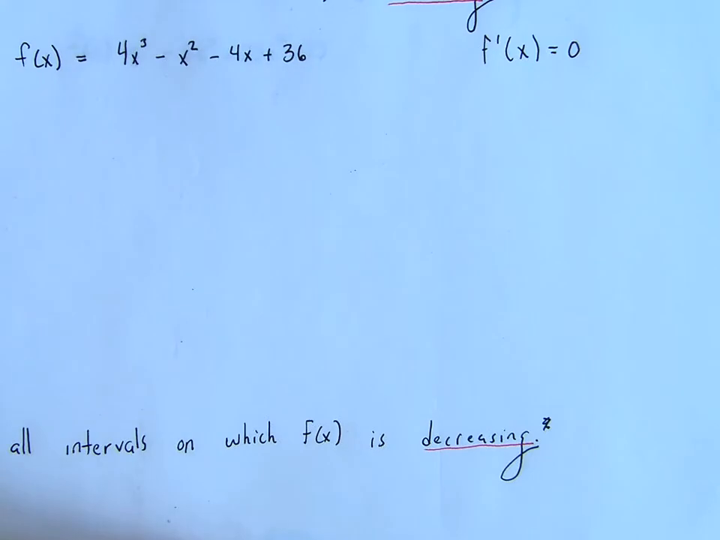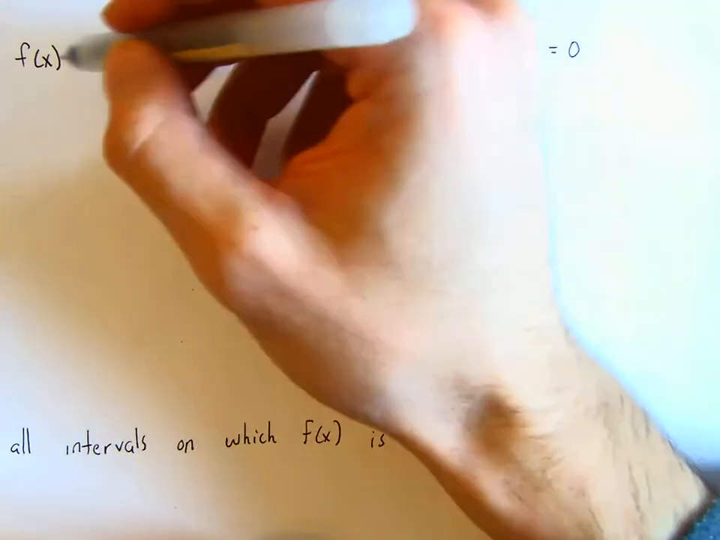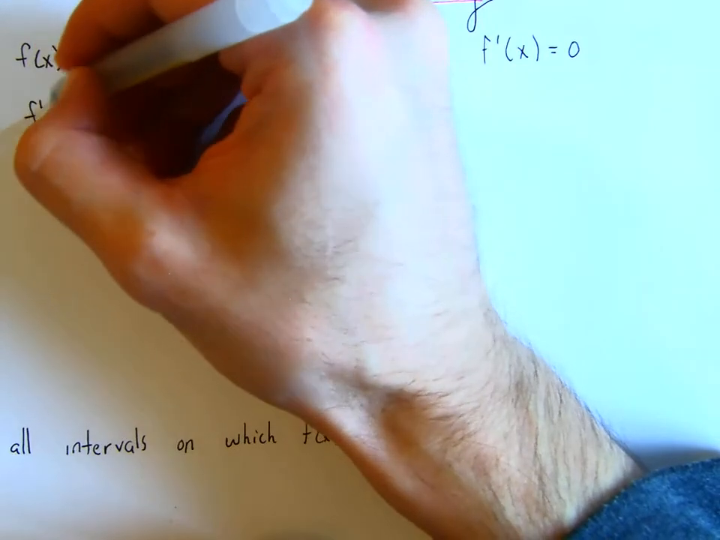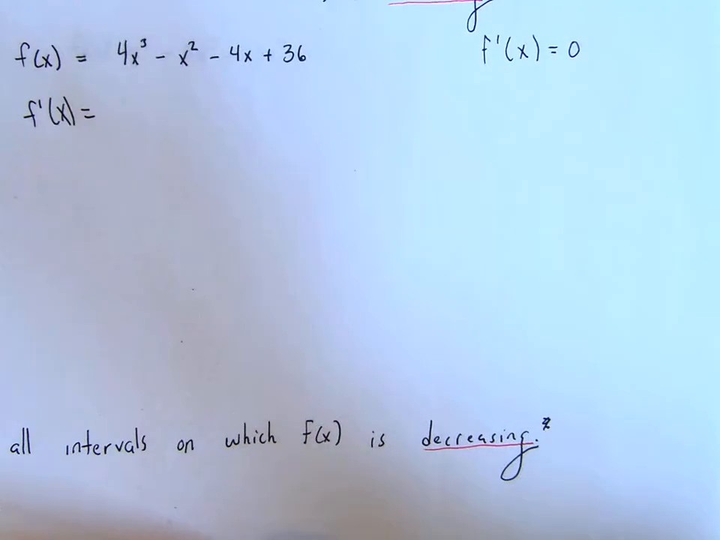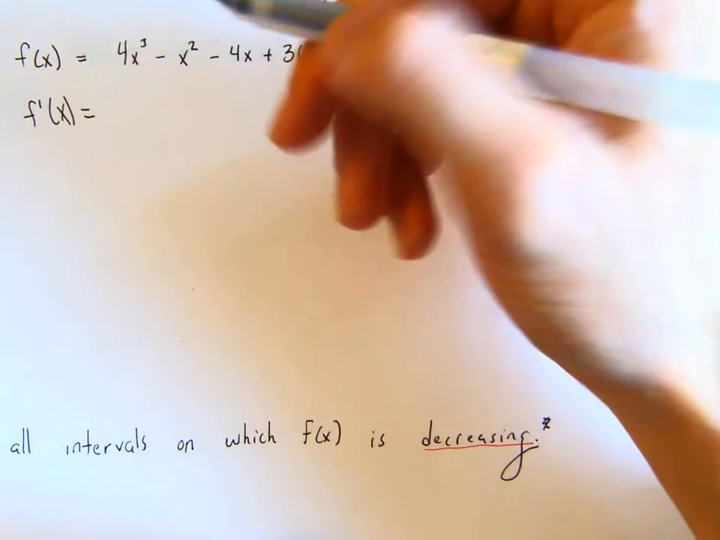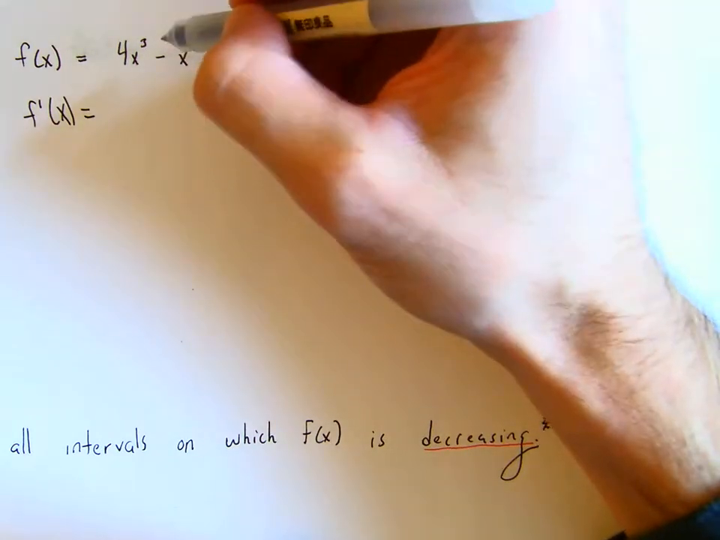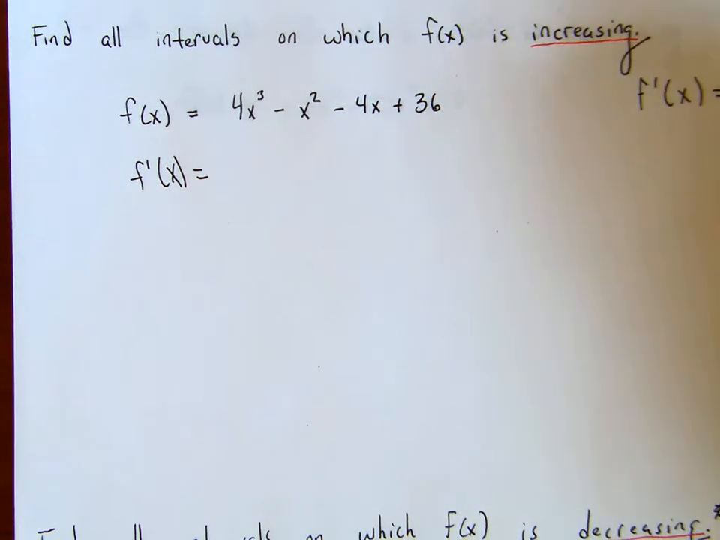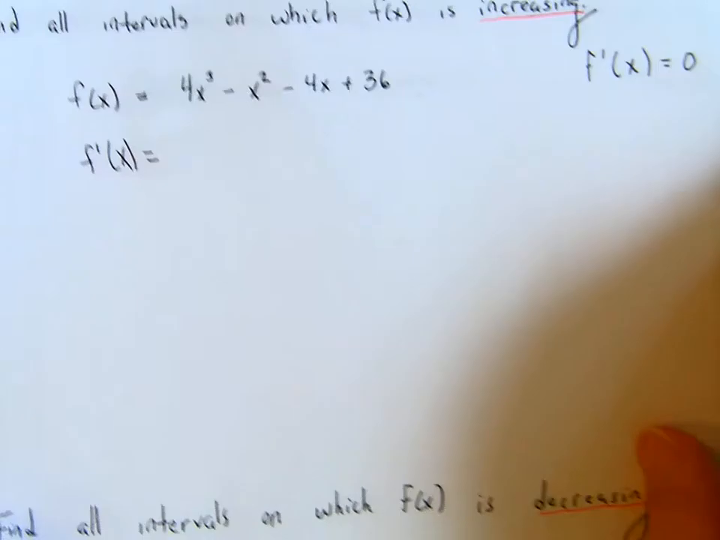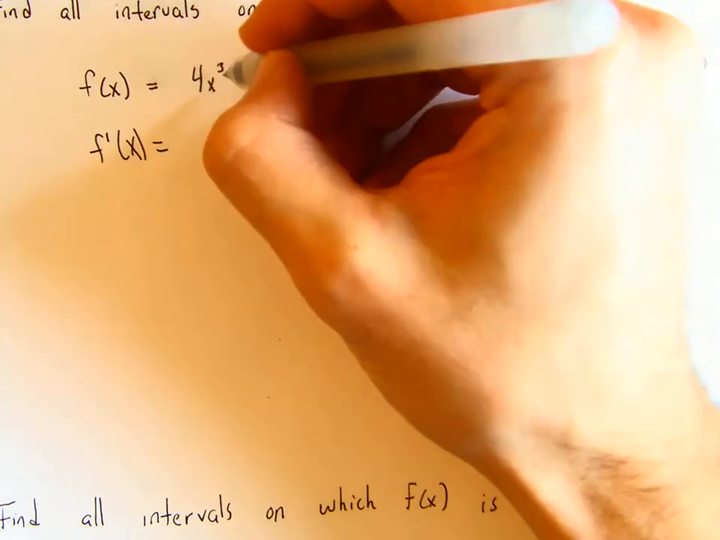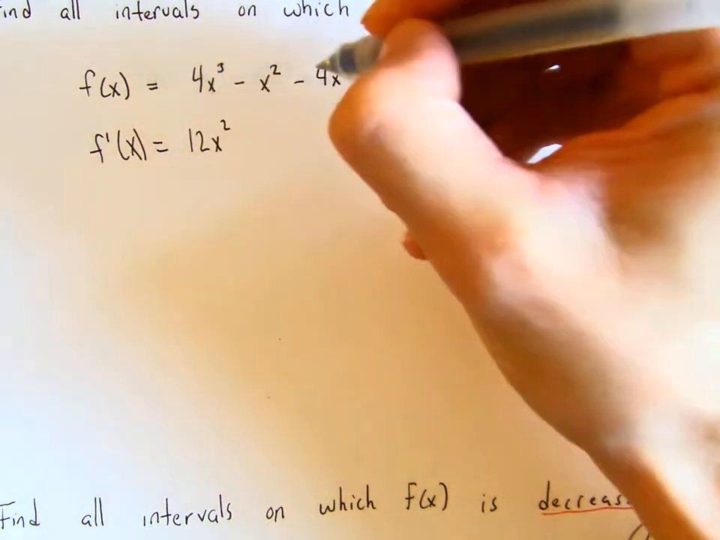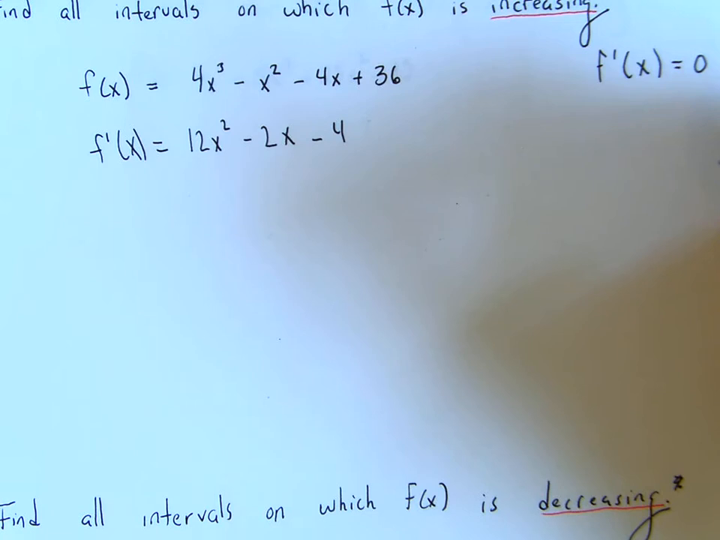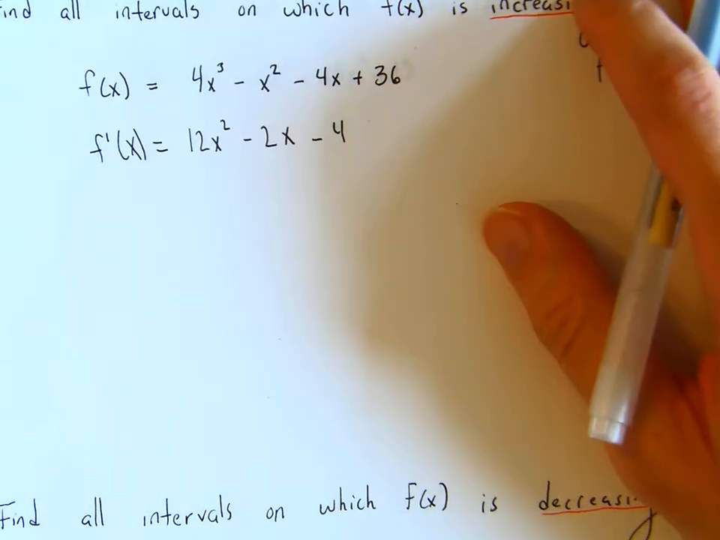Okay? So first, let's have this function here. If we know that this is f of x, what I'd like you to do is, and we all know how to do this, what is f prime of x? Well, take the derivative of the function, right? So let me actually zoom in the camera a little bit better. Okie dokie. So here, what is the derivative? We all know how to do this. This is 12x squared minus 2x minus 4. That should be no problem, right?